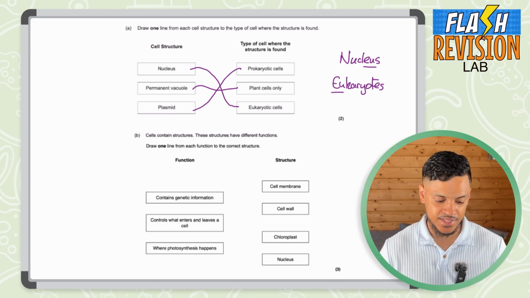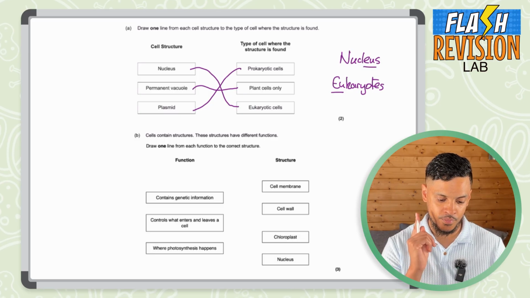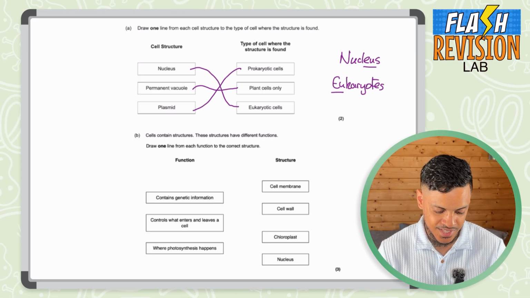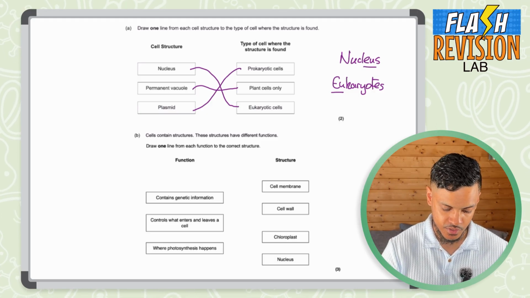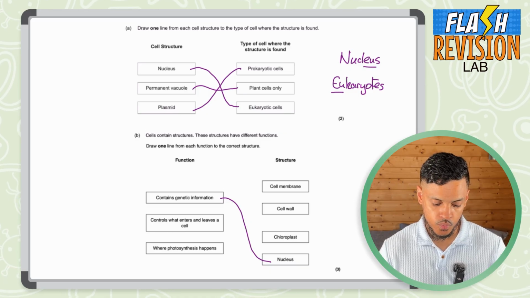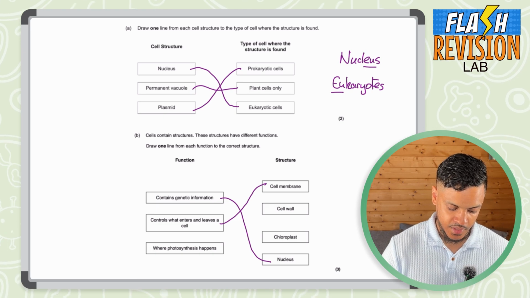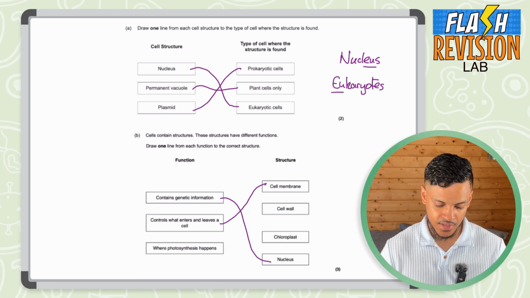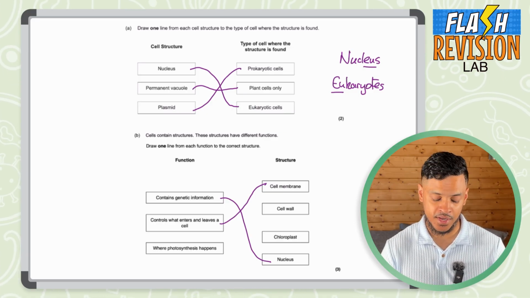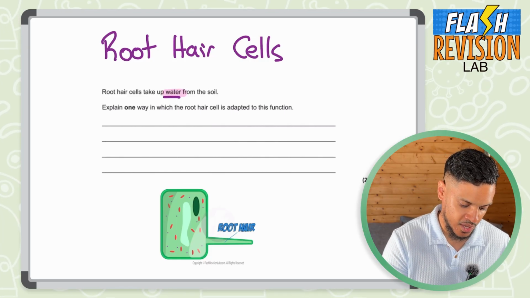Now for question B, it says cells contain structures. These structures have different functions. Draw one line from each function to the correct structure. So which of these contains genetic material? We've done that in the previous question. The nucleus contains genetic material, the DNA. What controls what enters and leaves the cell? That would be the cell membrane. And where does photosynthesis occur? Photosynthesis occurs in the chloroplast where there's chlorophyll present, which absorbs sunlight for it. Easy 5 marks.